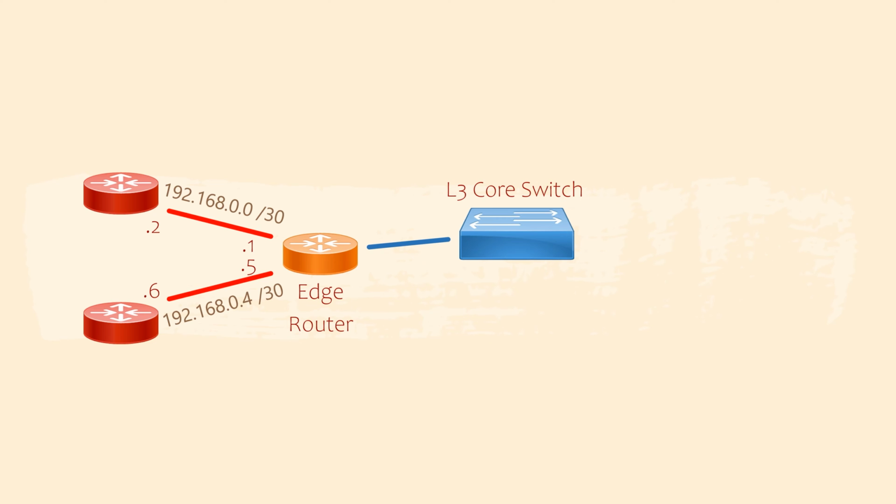One last important link to handle, and that's the link from the edge router to the core switch. This is also a point-to-point link, so I still recommend a /30 here. I've used 192.168.10 here to make it stand out as being slightly different to the WAN links. And using the same trick as before, I've made the core switch the odd IP and the edge router the even IP.